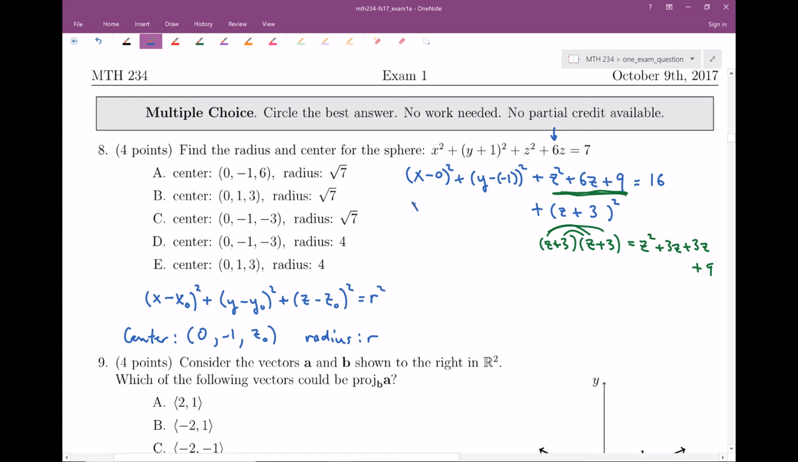And so if you like, we can go ahead and rewrite this all on this next line. Y minus a negative 1 quantity squared. Instead of z plus 3, let's go ahead and make this z minus a negative 3. And 16 is the same thing as 4 squared. So now we can see that my z sub 0 term is negative 3. And my radius is going to be 4, because it's r squared. So in this case, 16 is 4 squared, so my radius is 4. So my center is 0, negative 1, negative 3, and the radius is 4. So therefore, I like D the best.